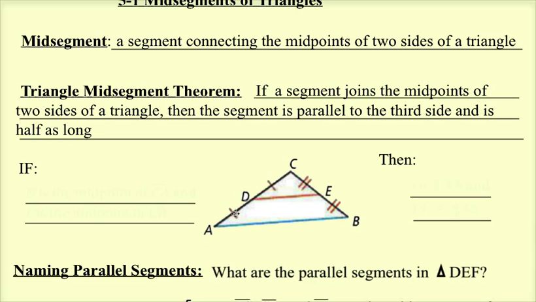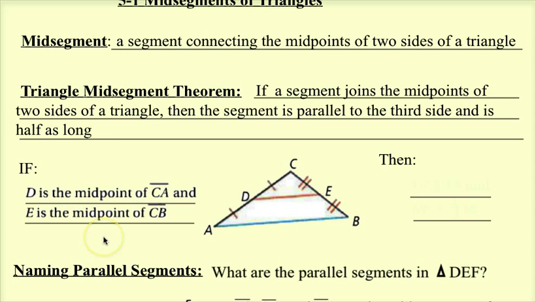Okay, so I'm looking at my picture right here, triangle ABC. I can tell that D is the midpoint because AD is congruent to DC, and E is the midpoint of BC because BE is congruent to EC. So this segment right here, DE, is considered a midsegment. So if that segment joins the midpoints of two sides of a triangle, then DE is parallel to the third side and it's half as long as the third side.